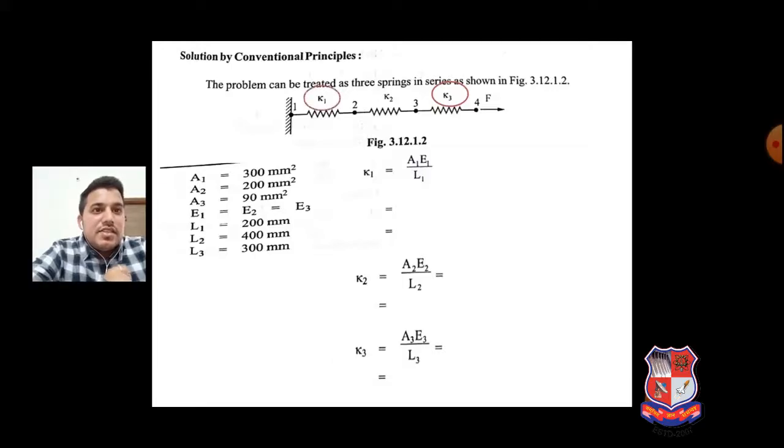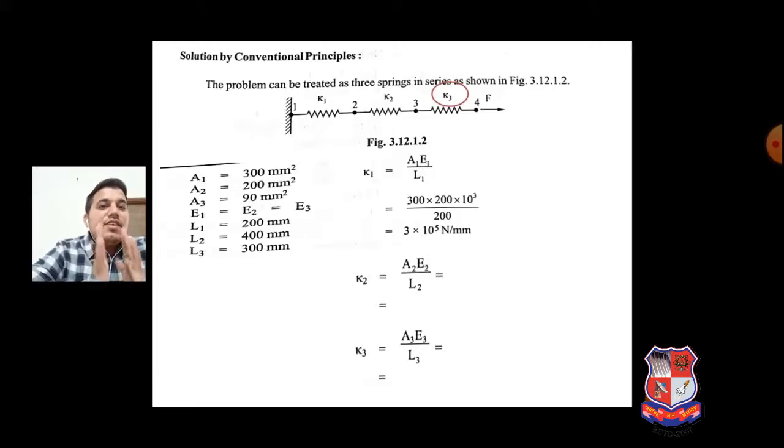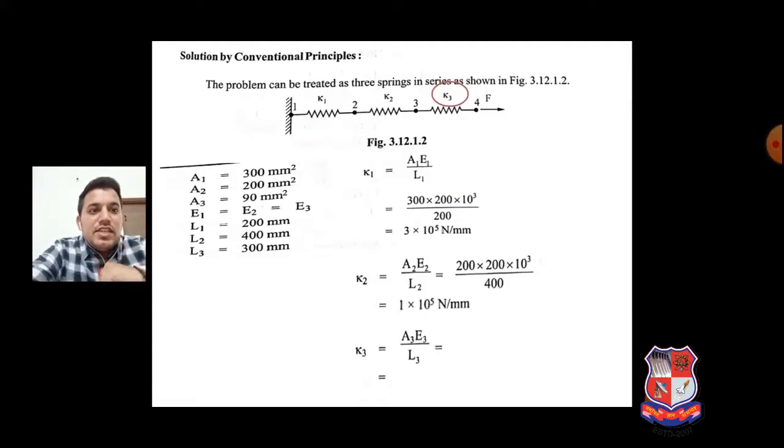So let's start first. This is the first element, K1, which we have to find out. When we put in the values, 300 into 200 into 10 raised to 3 divided by 200, here we cancel 200, so it is 3 into 10 raised to 5 Newton per mm. So here we found the individual stiffness of the first element. Now similarly we have to find it for the second and third elements. For the second element we have to find K2. If we put in the values of A2 E2 upon L2, the answer is 1 into 10 raised to 5 Newton per mm.